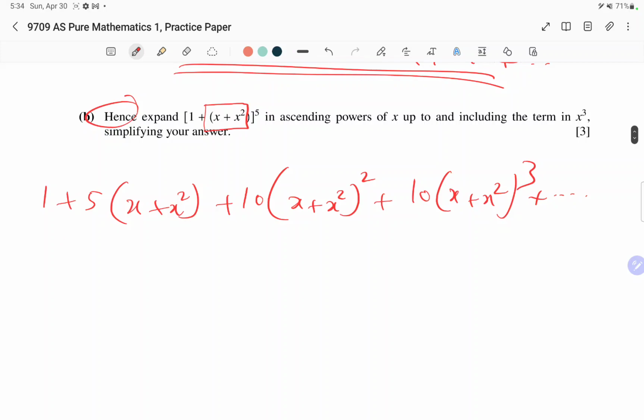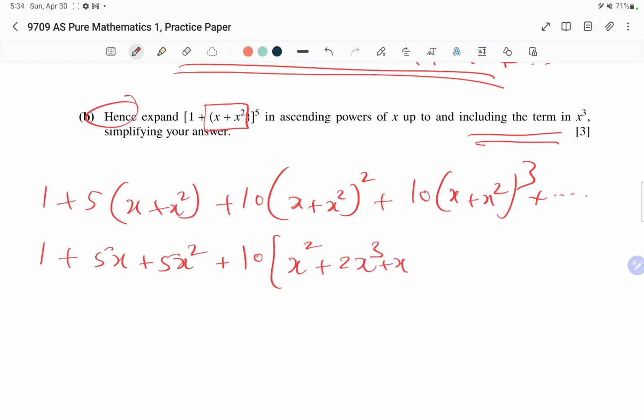That's it. Now we have to write in ascending powers of x. Okay, so this is 1 plus 5x plus 5x squared, and this is 10. Just expand first inside. So this will be x squared plus, just (x plus x squared) whole squared, right? You can write 2 times, and then you will get the result x squared plus 2x cube plus x to the power 4. And when you expand here, definitely you will get x cube and some more terms, but we are not interested in more terms because we have to write up to x cube only, right?